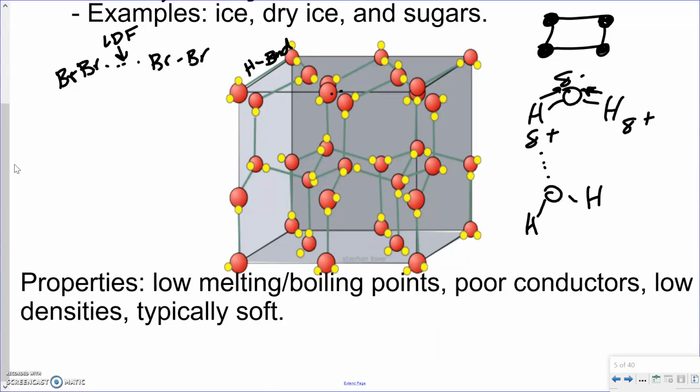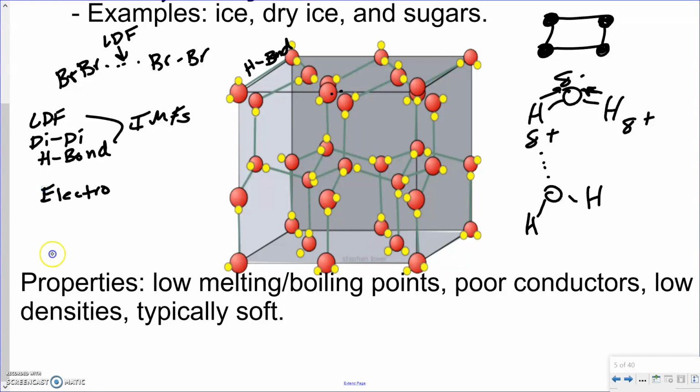That doesn't mean they all are going to melt or boil below 0 degrees Celsius. It just means in the scope of all the different things we're looking at. So looking at iron, looking at diamond, looking at sodium chloride versus looking at water, molecular solids are all going to have relatively low melting points and boiling points. And again, that's because they have those weak intermolecular forces. So as a reminder of what we just talked about, we have LDFs, dipole-dipole, and hydrogen bonds as our generic normal IMFs, and these are our weakest ones. We then have our electrostatic, and then we have our covalent, both directional and non-directional.